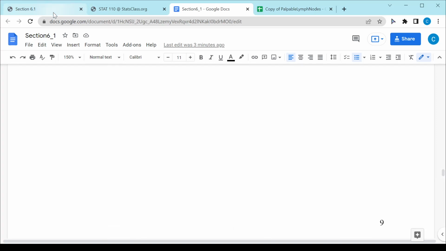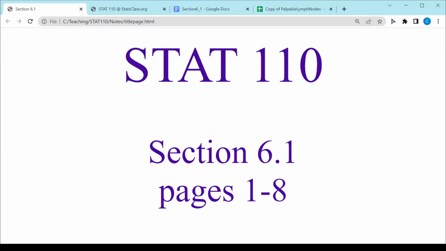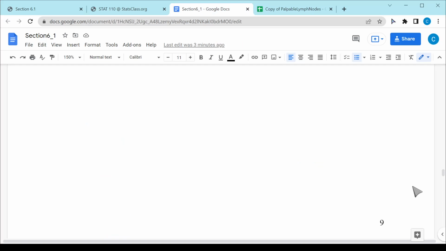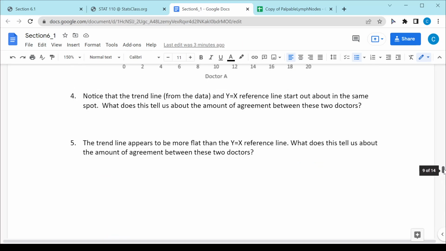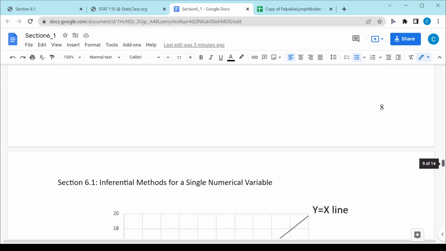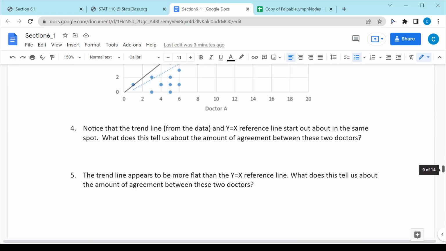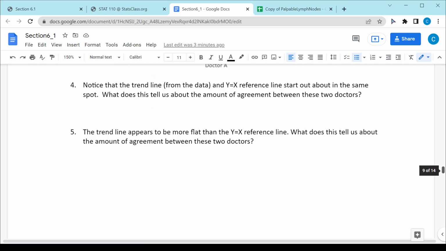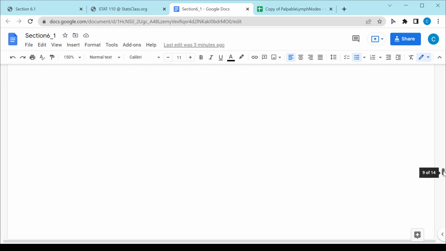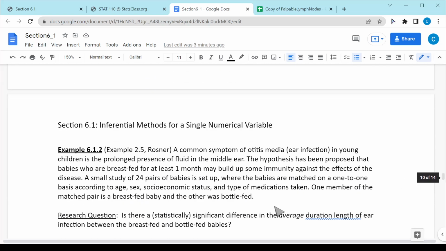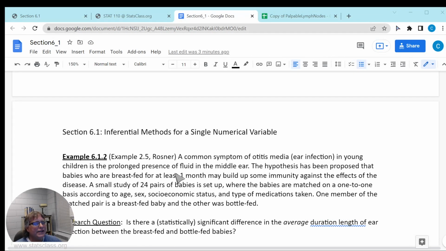All right, that does it through page 8, I believe. Let's see here. Yeah, I think some of this got dropped down to page 9, but on the original notes, we will have another video picking up here with this second example. I will post another video where we will pick up with example 6.1.2.